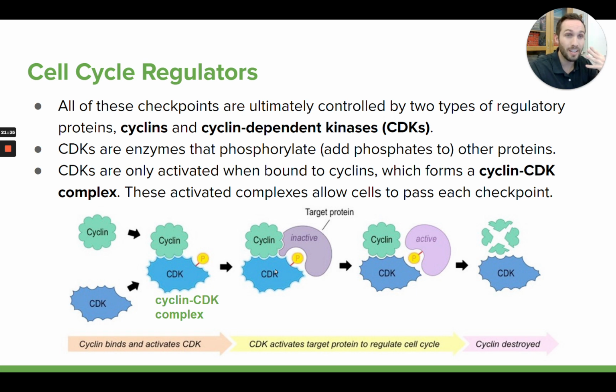So just vaguely, if anything, just vaguely understand that these CDKs, these cyclin-dependent kinases, which have to bind to cyclin proteins, they're the ones making a cell progress and go to the next part of the cell cycle. And if these guys are not active in the cell, then the cell's stuck. It's not moving on to the next set of things that needs to happen.